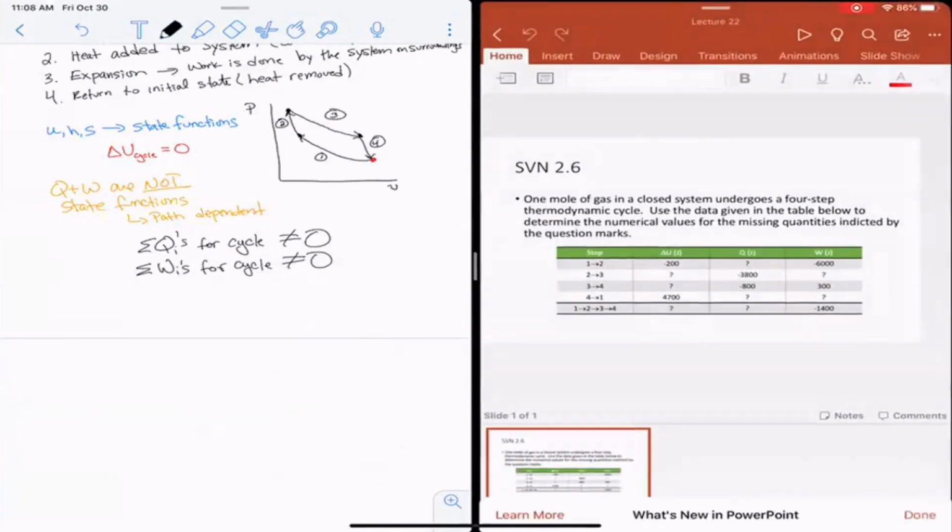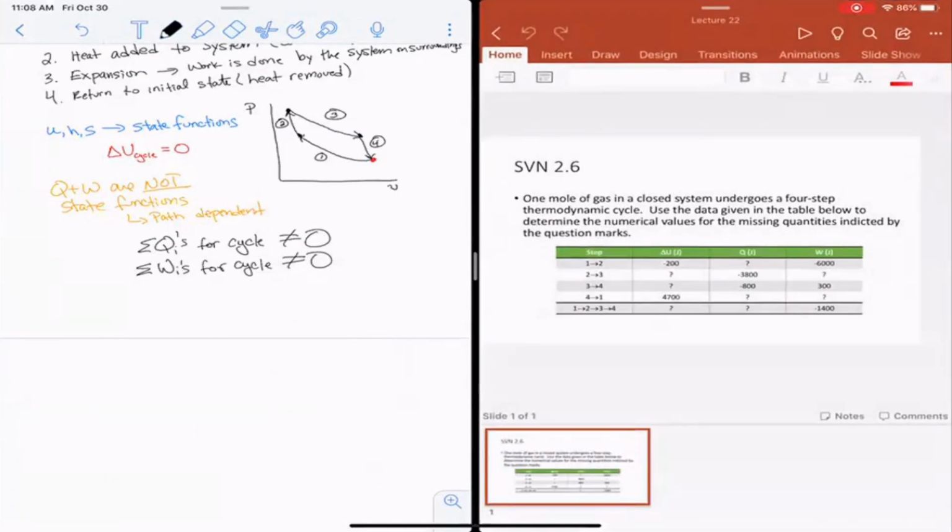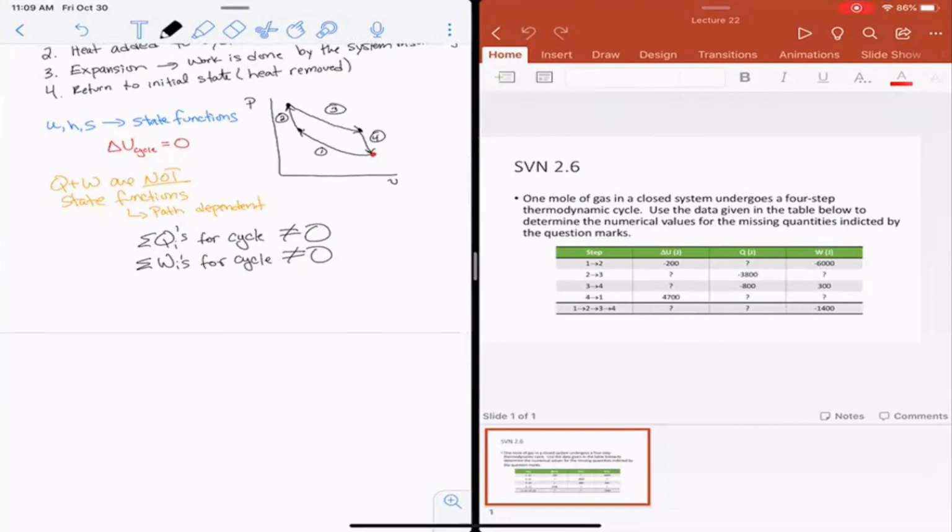All right, good. So let's apply this concept, where delta U is going to be equal to 0 for a cycle, and the sum of the Q's and the sum of the W's for a cycle are not going to be equal to 0. So this problem is SVN 2.6, and it says that 1 mole of gas in a closed system undergoes a 4-step cycle. Use the data given in the table to determine the numerical values for the missing quantities indicated by the question marks.